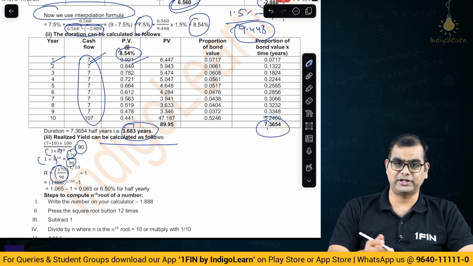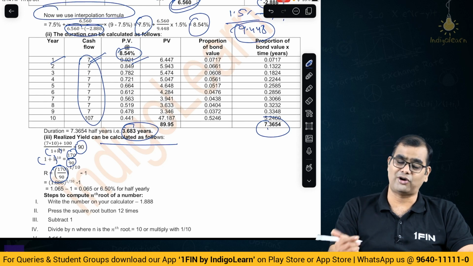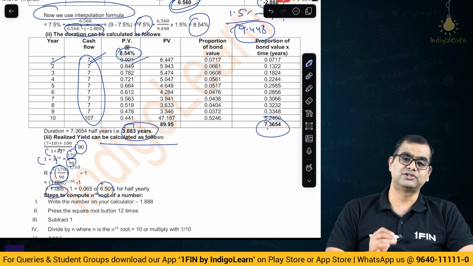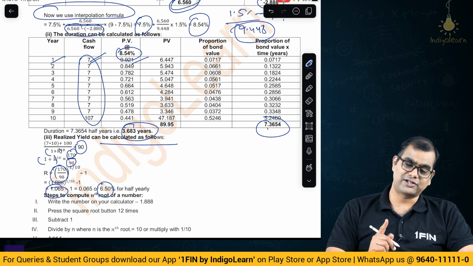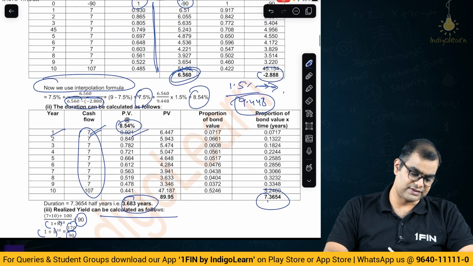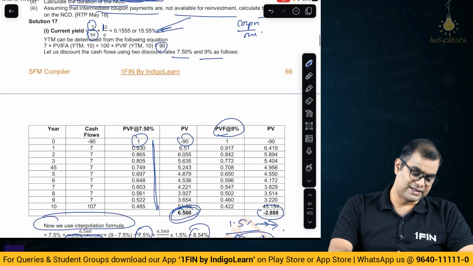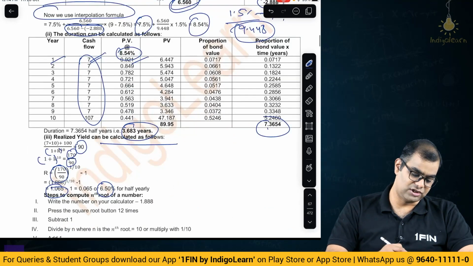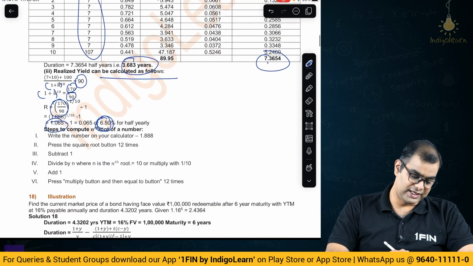Now how do you find the 10th root? I will explain separately in a video. I have already explained in a video how to compute the 10th root using a calculator. If you compute that, you will get a value of 6.5% half yearly. So the yield is not actually 7.77, which is what we saw earlier. 7.77 half yearly and 15.55 on an annual basis, that is also not the case. It is 6.5% half yearly. Now see, here I have written it also.